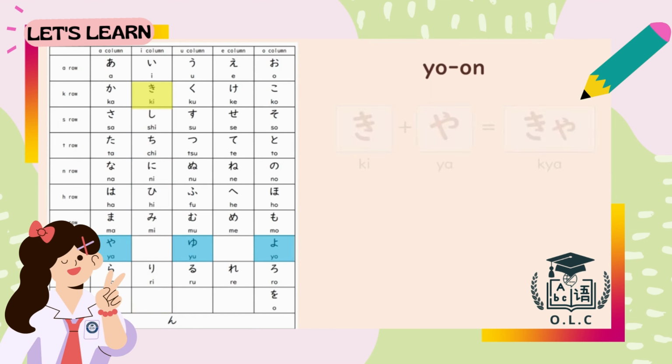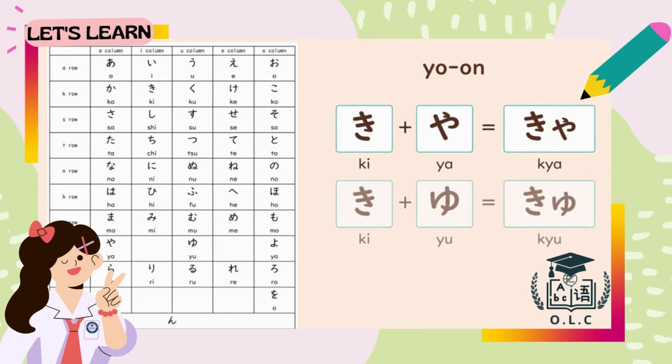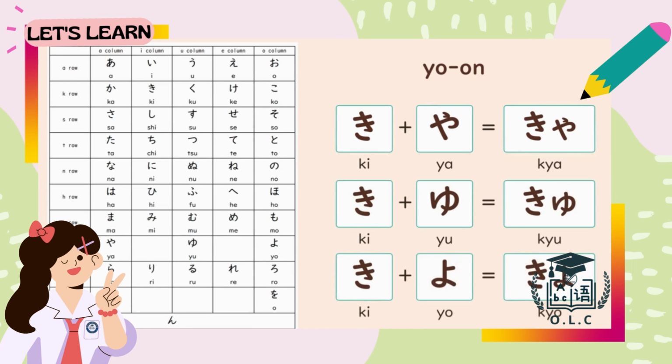For example, we can combine ki and ya and form kya, ki and yu and form kyu, and ki and yo and form kyo. And although we're combining ki and one of the sounds from the Y row, the I sound in ki is dropped. So we just say kya, kyu, kyo. Now in writing, when we combine these characters together, the character from the Y row is written in small writing to indicate this combination of sounds.